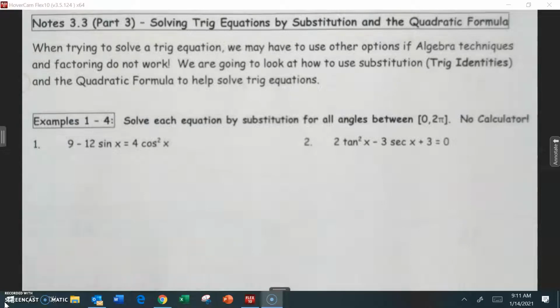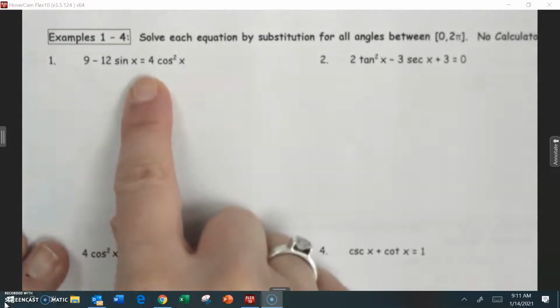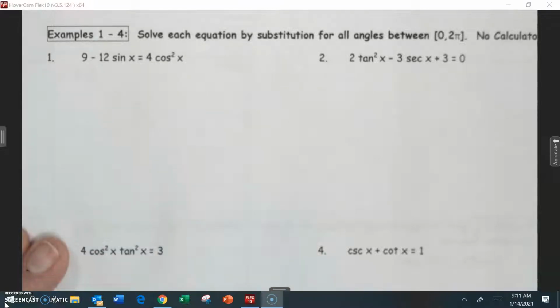So I'm trying to teach you that when we get to the end of this unit and I just say solve and you're like, oh, what method am I going to use? How do I know? Well, I know that factoring is probably not going to work, okay? Then, algebra techniques.